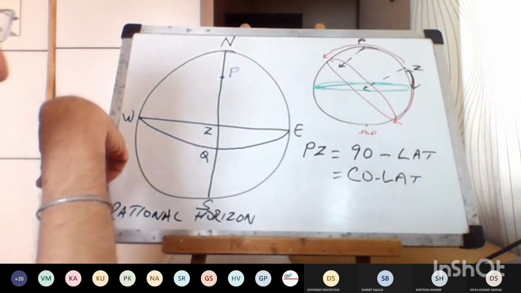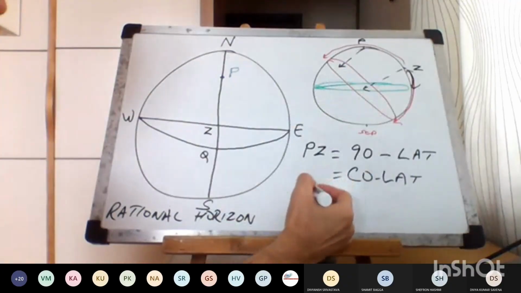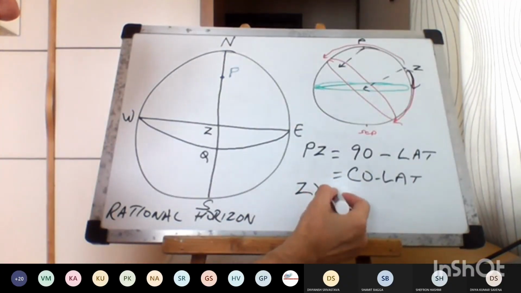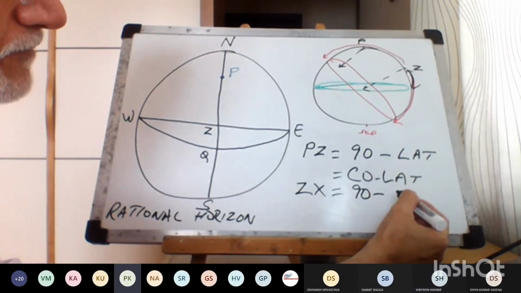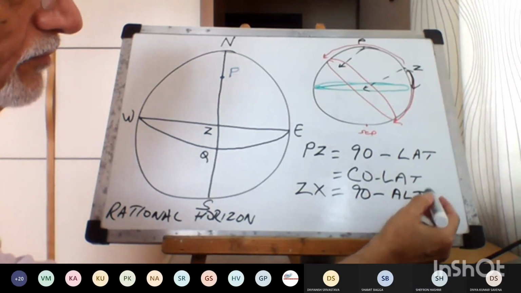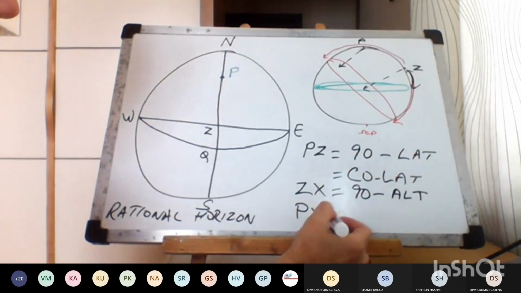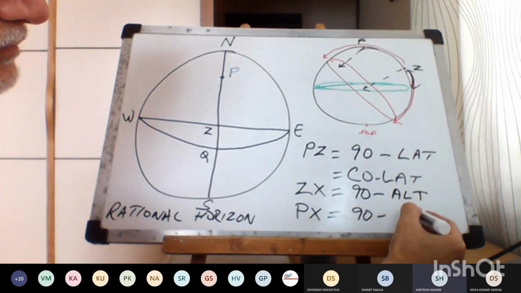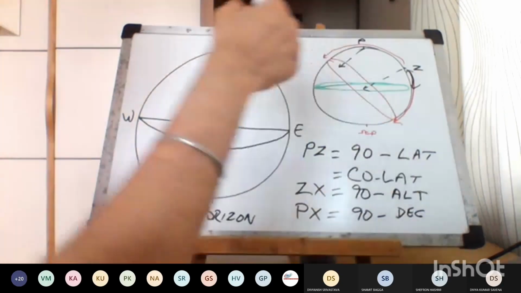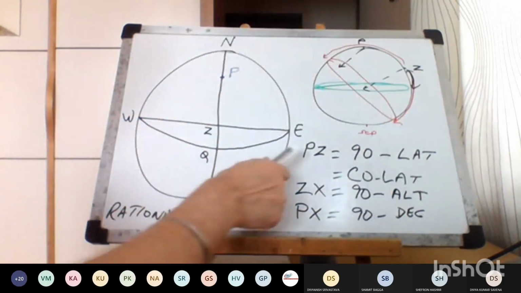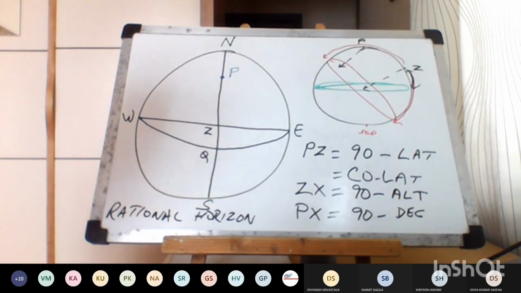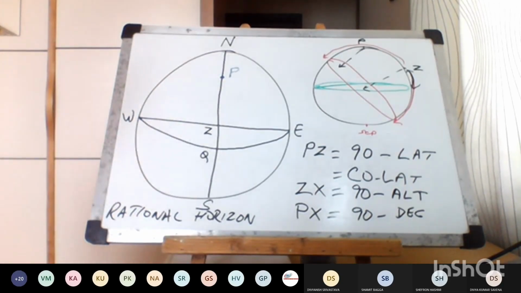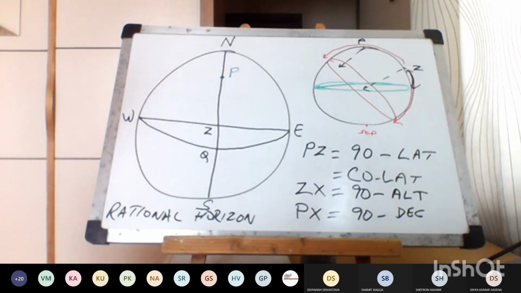Earlier, in the previous session, we spoke about zenith distance. Zenith distance was what? 90 minus altitude. Polar distance is 90 minus declination. So now we have PZ colat is equal to 90 minus latitude. So when we do the PZX triangle, it's very important for you to know these three expressions. Understand this very, very clearly. So I'll give you a few seconds to write down or absorb whatever you are seeing on the board before I move ahead.